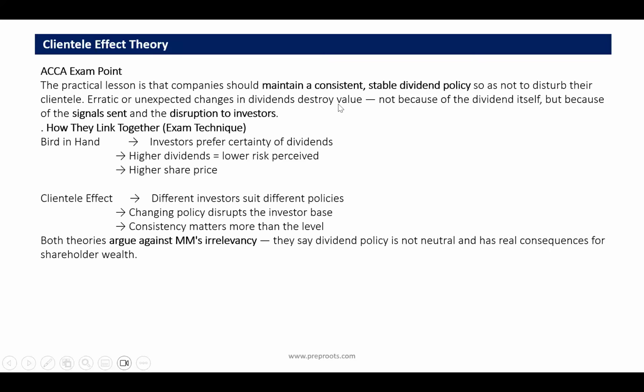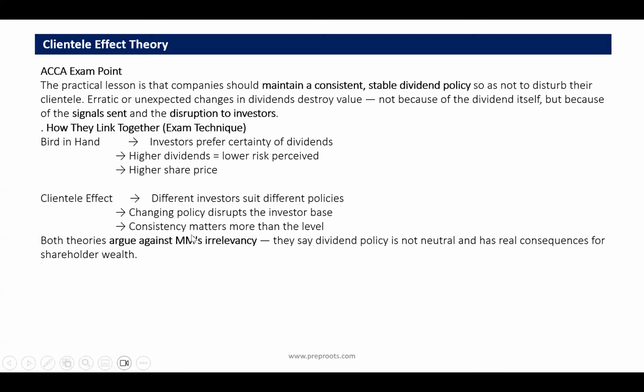Unexpected changes in dividends destroy value, not because of the dividend itself, but because of the signal sent and the disruption to investors. How they link together: bird in hand, investors prefer the certainty of dividends. High dividends, low risk perceived, higher value of share. Clientele effect, different investors suit different policies. Changing policy disrupts the investor base.